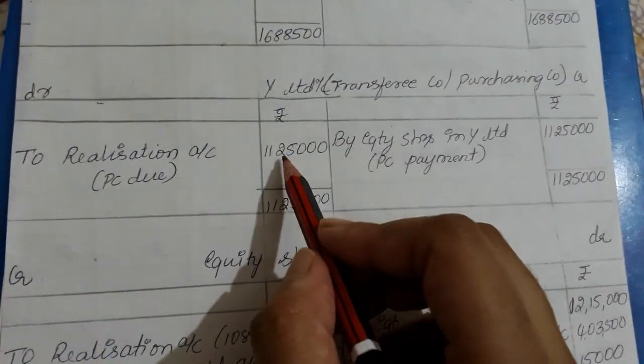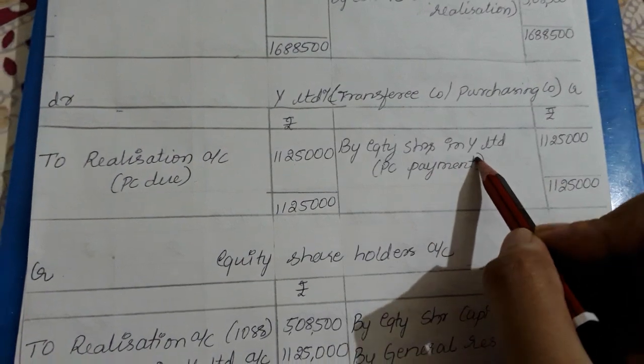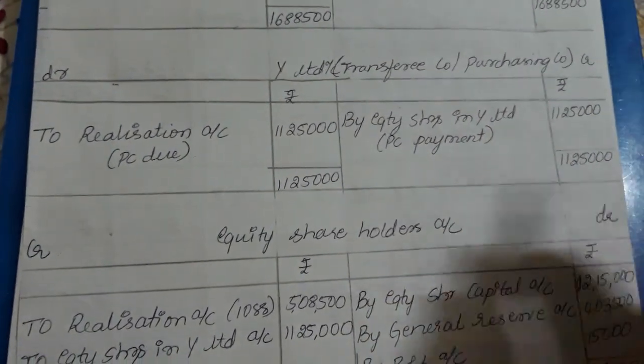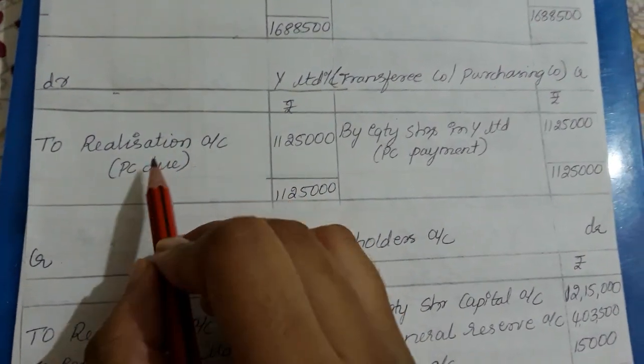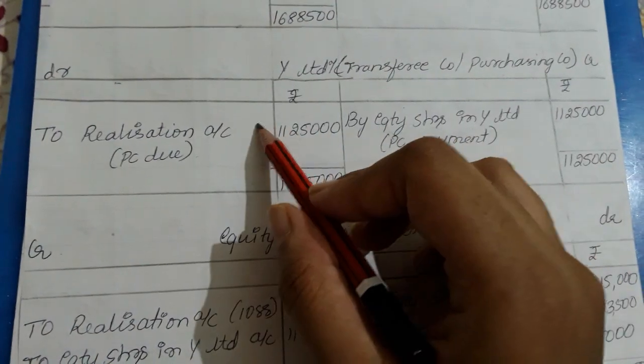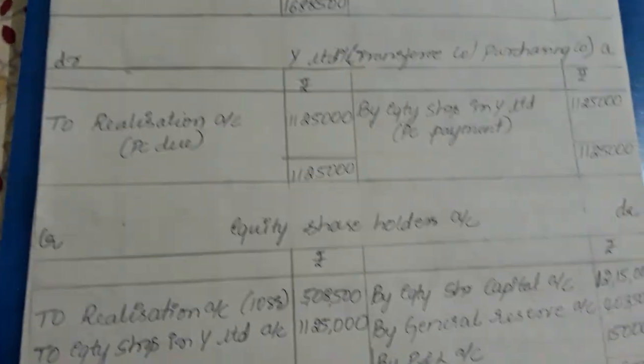The purchase consideration is 11,25,000. We have distributed it only in the form of equity shares, equity shares in Y Limited, that is 11,25,000. So this is the purchase consideration. Only these things come here. It is distributed; if it is given in the form of equity shares, or if it is given in the form of preference shares, it will be shown accordingly.